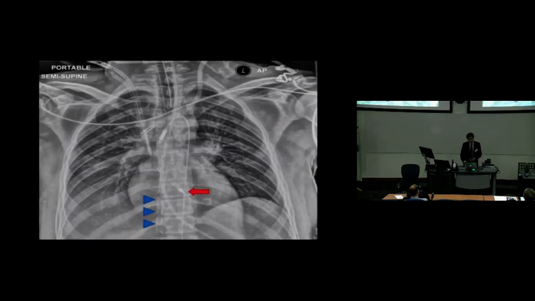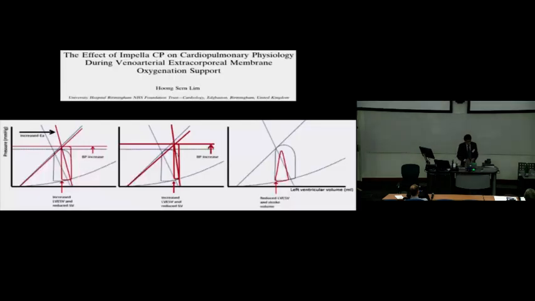So we will have a low threshold to unload the left ventricle, and what we would normally do is put an Impella in on the other side of the groin to unload the left ventricle. So here you can see the venous cannula sitting in the right atrium and the Impella sitting in the left ventricle to unload that. And physiologically, that's what we're trying to achieve here.